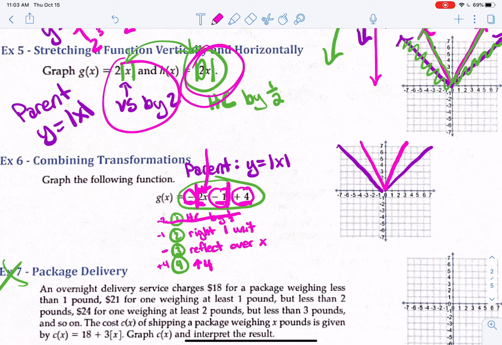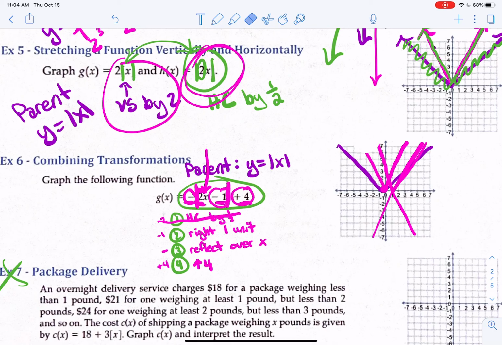Then I'm going to take that and move it to the right 1 unit. So I'm taking this 0, 0, and moving him to the right 1 unit. So he's going to be like this guy right here. He's skinnier, and he's moved to the right 1 unit. Then I reflect him over the x-axis, so he's actually going down like this. And then I move him up 4.